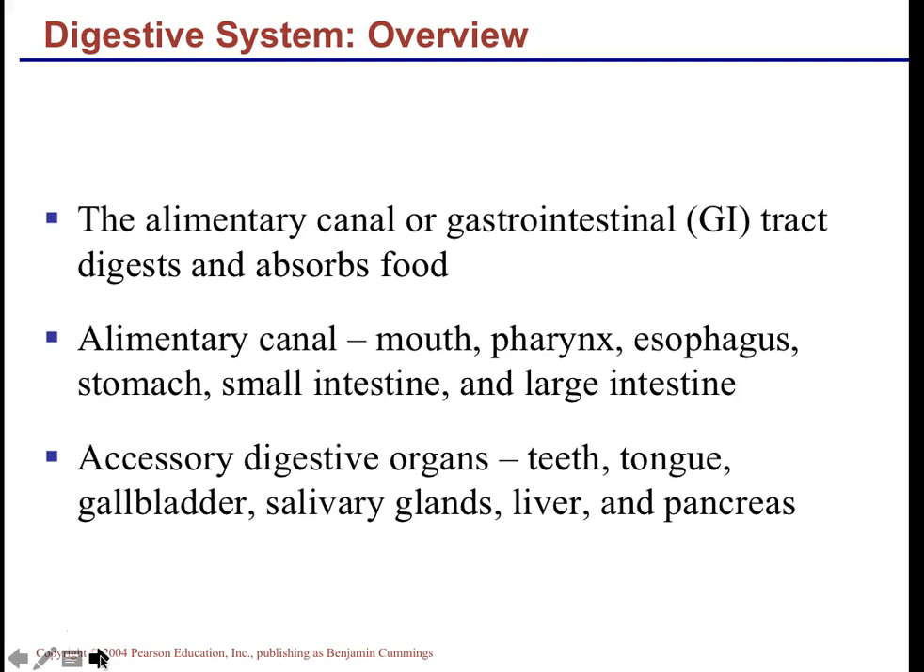Okay, so the overview of the digestive system, or the alimentary canal, is going to be composed of the mouth, a little bit of the pharynx, esophagus, stomach, small intestine, large intestine, rectum, and anus. You also have some accessory organs: in the mouth, obviously the teeth and the tongue, but the liver is going to make bile, and the bile gets stored in the gallbladder. You also have salivary glands in your mouth that make saliva, and the pancreas is an organ that will contribute much of the digestive enzymes.